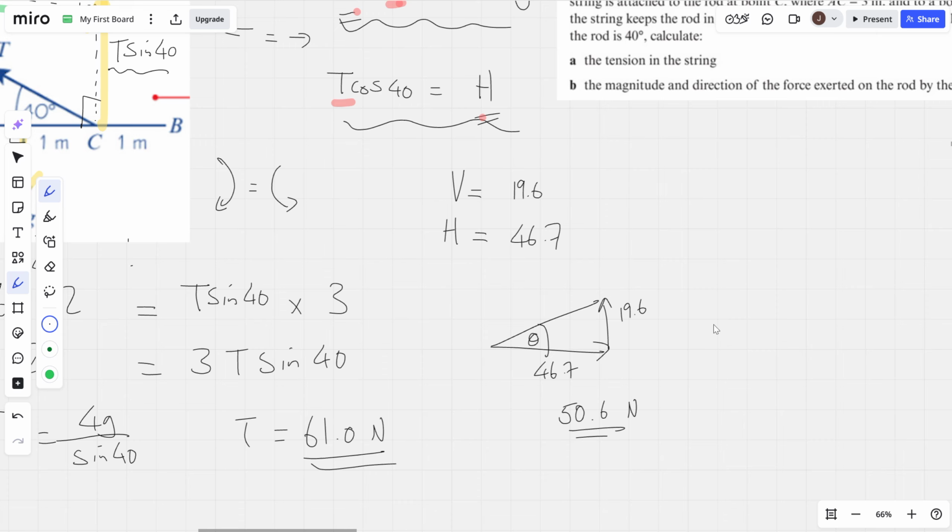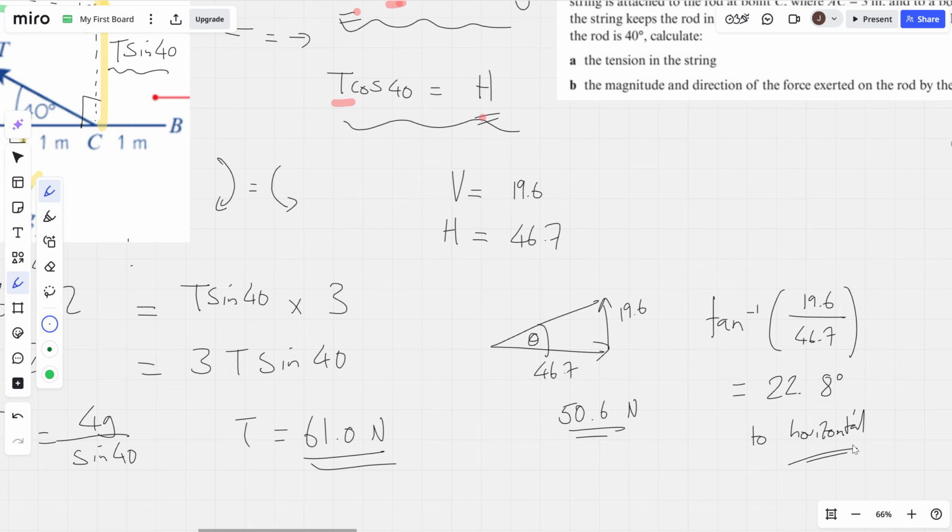And the direction, well, that means that I should work this one out here. So if I did inverse tan of the opposite over the adjacent, okay, bear with me, I don't have these numbers just yet. So 19.6 over 46.7 in degrees, so that's 22.7, no, I'll round that, so 22.8 degrees to the horizontal.